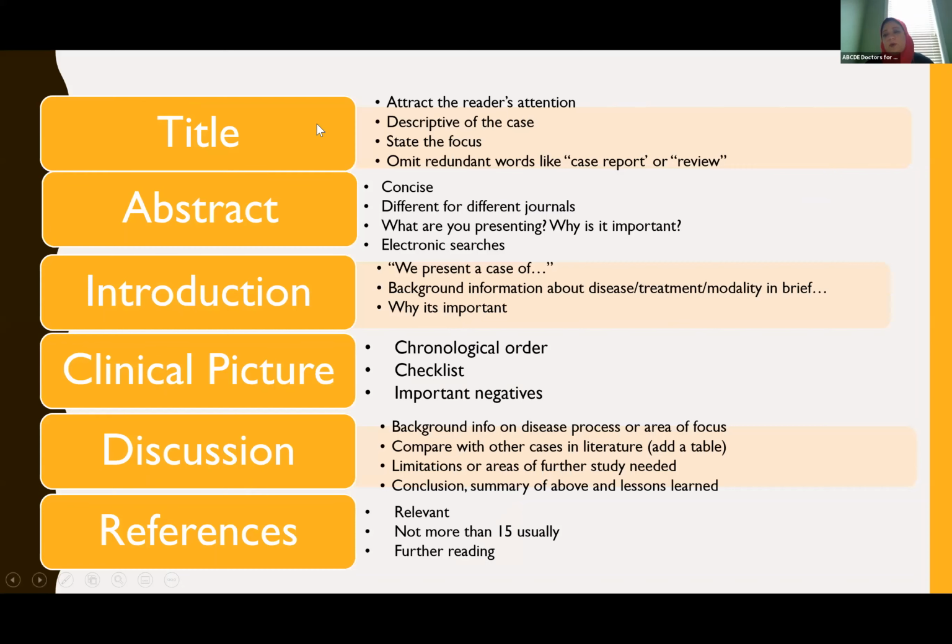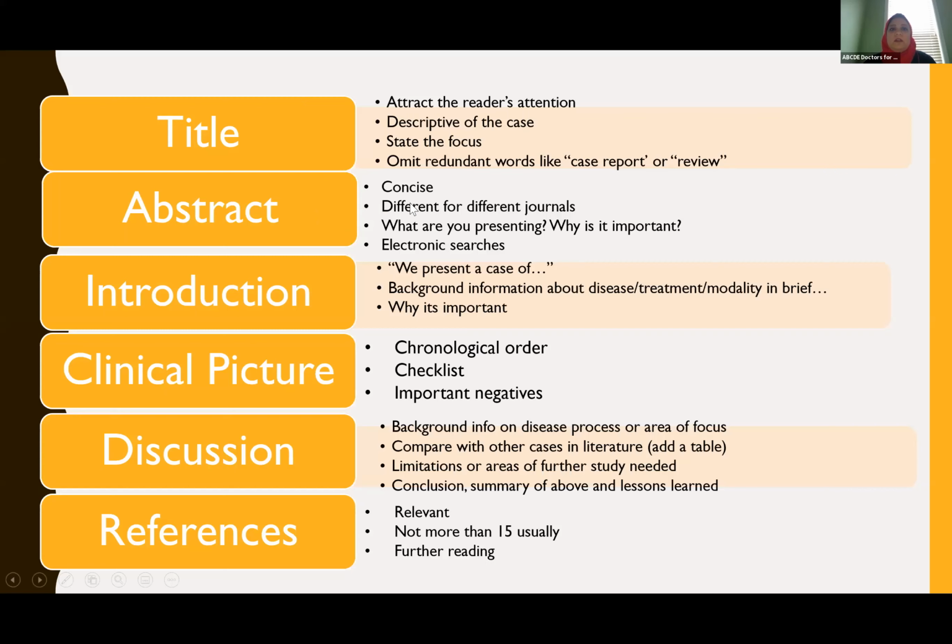The title is important. Usually you try to avoid using the words case report or review, but that being said, a lot of people use it and it still gets accepted. It's fine. But you need a title that is descriptive, that is focused, that tells people what you're doing. Nobody wants to waste time or try to figure out a philosophical case report title. They just want to know, what is this case report about?